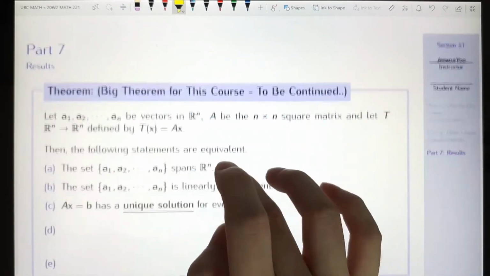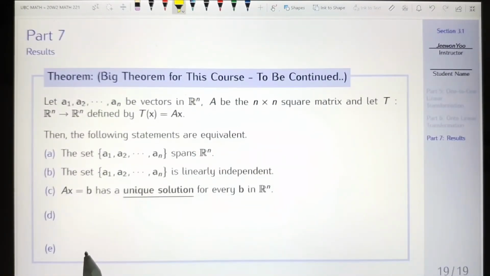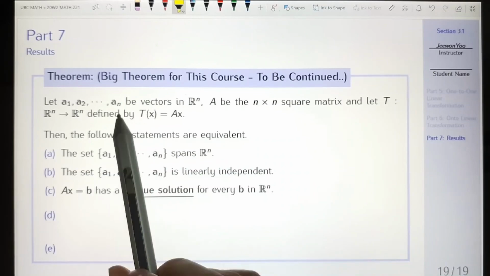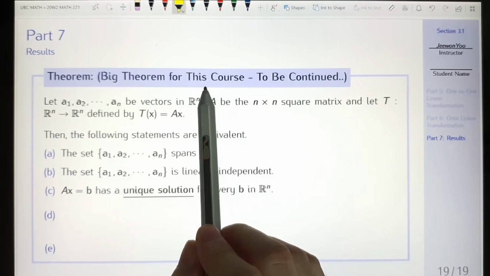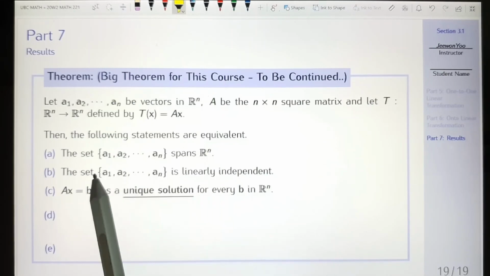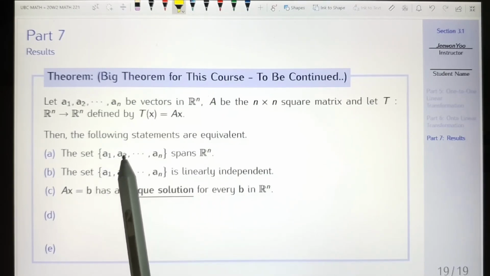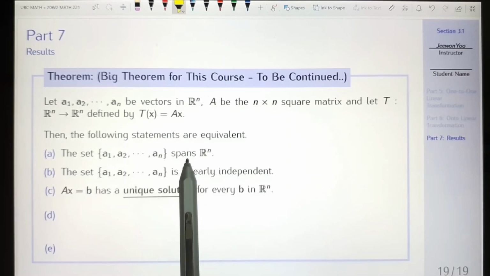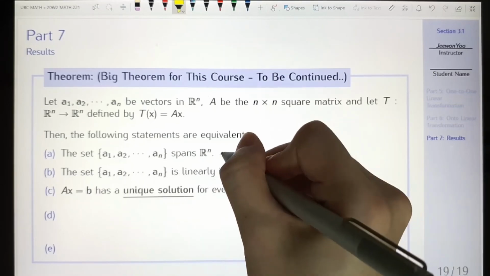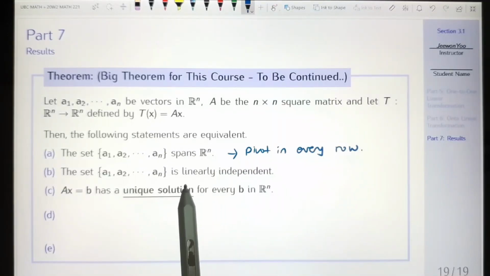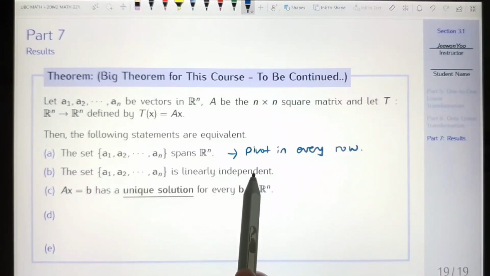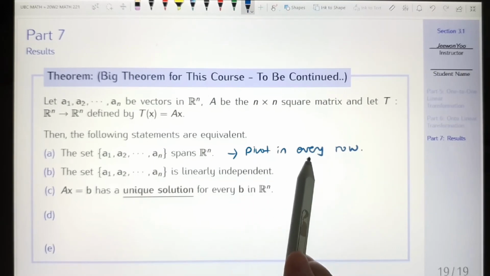But for now, let's fill in the two other information for big theorem for this course. The author uses unifying theorem. If the set of vectors in matrix A spans Rn, this means we have a pivot in every row. Linearly independency means pivot in every what? We have a pivot in every column.